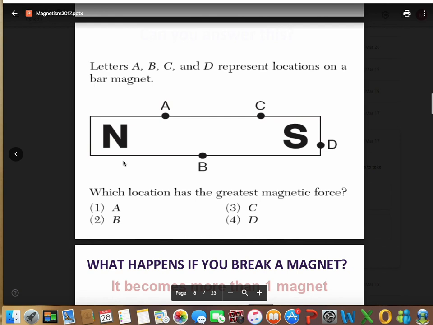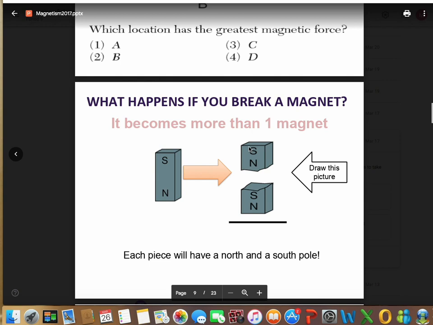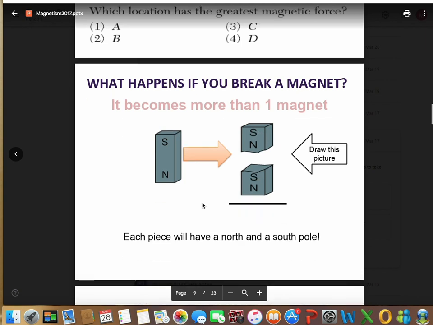All right, so what happens if you break a magnet? Do you lose magnetism? Is it done? You drop the magnet on the floor, it breaks in two pieces. Guess what? Now you have two magnets. So if you break a magnet, now you have more than one magnet. The South and the North Pole actually break apart, and now you have South and North, South and North. So these would be attracted to each other, but these two pieces would be repelling. Each piece would have a North and a South Pole.